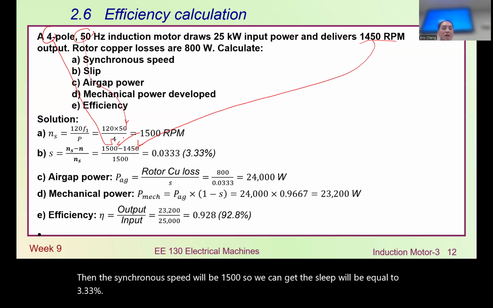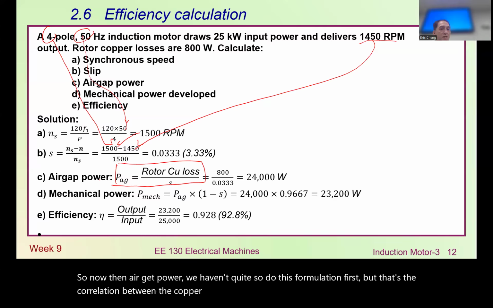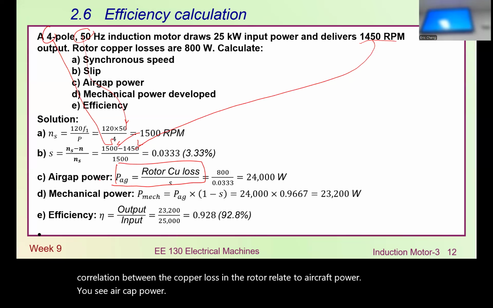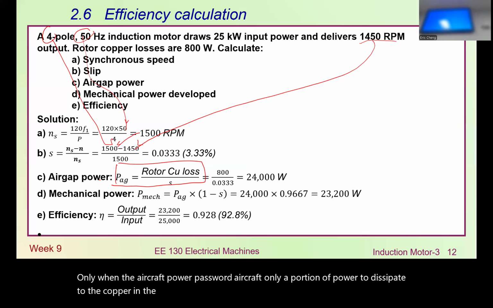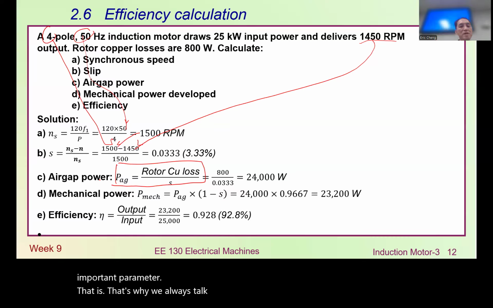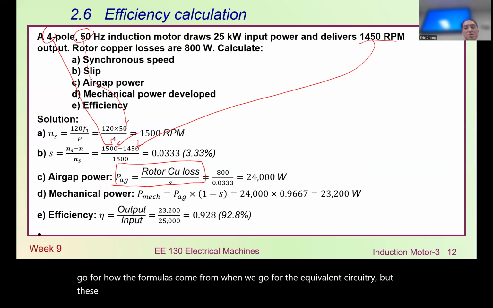Now the air gap power. We haven't quite shown you this formula yet, but there's a correlation between the copper loss in the rotor and the air gap power. When the air gap power passes through the air gap, only a portion of the power dissipates in the copper of the rotor. That portion is a ratio of S, because S is quite an important parameter. That's why we always talk about S. So do remember this formula. Later on, we'll go through where the formulas come from when we go through the equivalent circuit. But these are famous formulas you can start to look into.